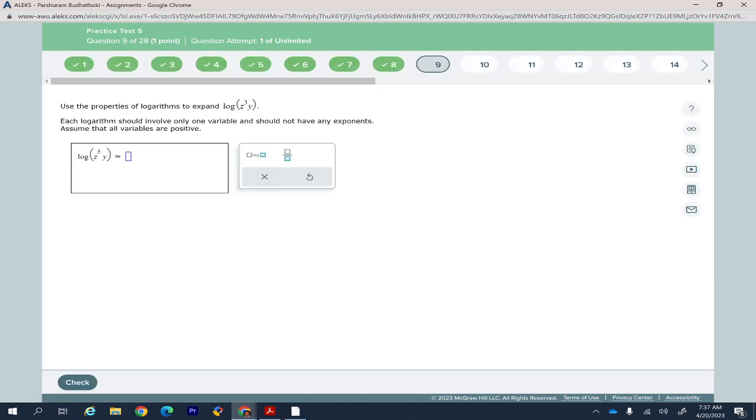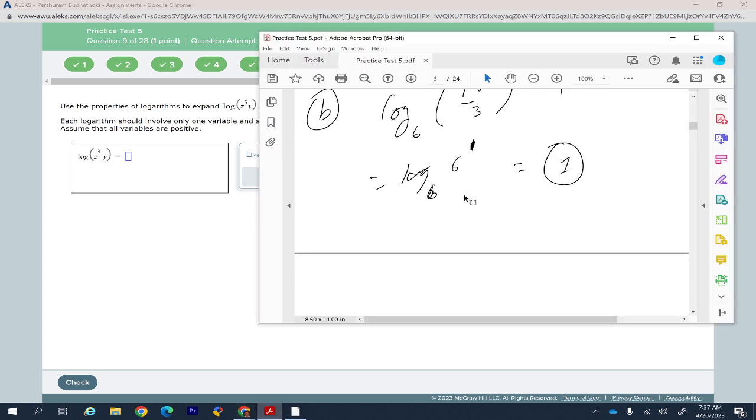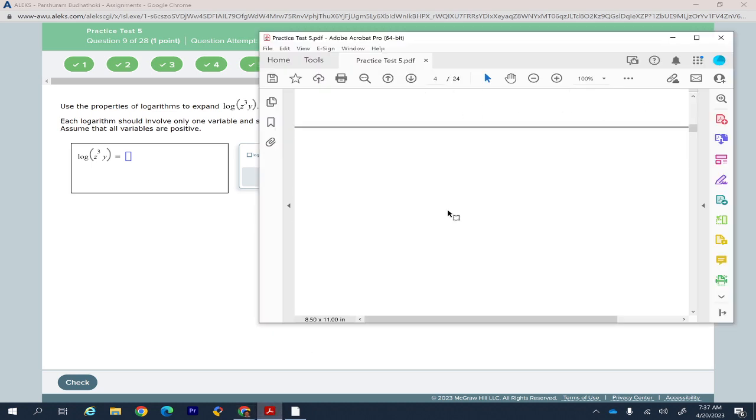Okay, use the properties of logarithms to expand this, and each logarithm should involve only one variable. So you can go over the properties. I can just use the product rule. So I can write this as log z cubed plus log y by using the product rule. Eventually there is a power, so I can bring that 3 in front of the log function.